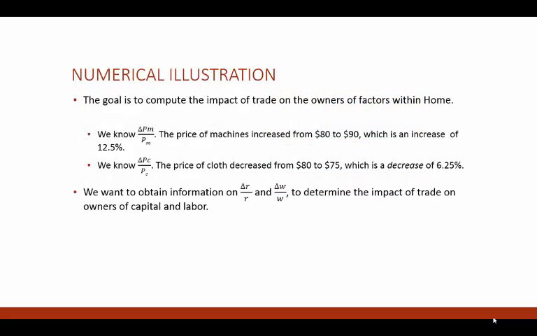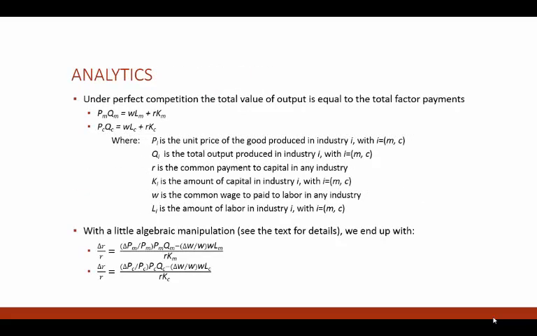We now investigate what trade and the resulting price and income changes mean for the welfare of those within home. First, we can compute that machine prices have increased by 12.5%, whereas cloth prices have fallen by 6.25%. Now we have the production function set up so as to be able to determine the impact on wages and rental income. So as before, total output is equal to the total factor payments. This holds in the two industries.